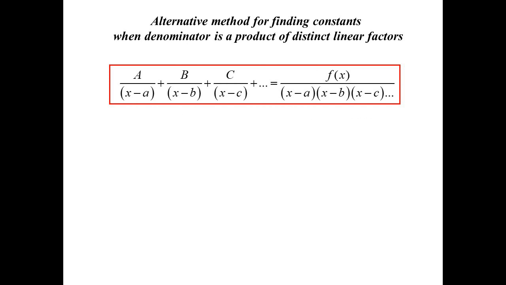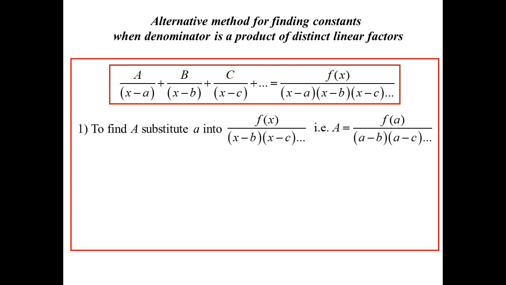Okay, so an alternative way of doing it is what's known as the cover-up method. And this is what you do. If I wanted to find a in this expression here, I will substitute into this. You'll notice I have covered up, if you like, the x minus a factor. You see, this is the fraction I'm working out.